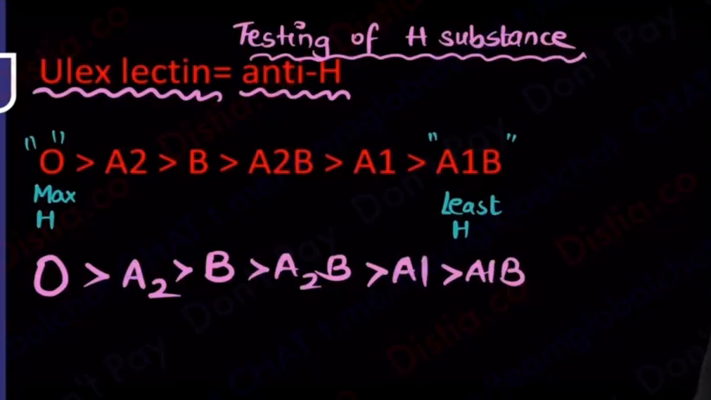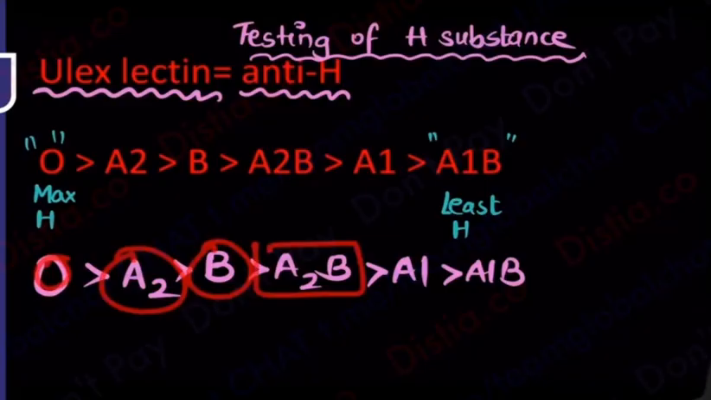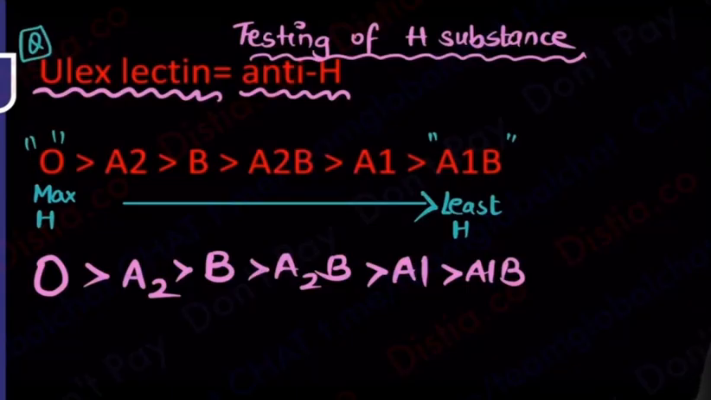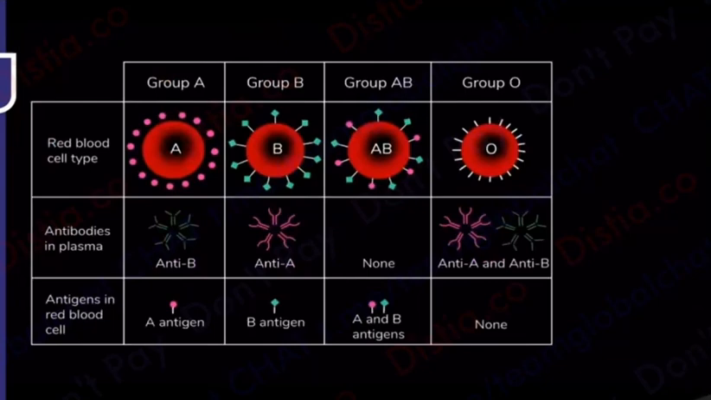So let's do a complete this thing. From O, first I'm going to start with A2. After A2 there is B, then combine the two, that is A2B, then there is A1, then there is A1B. That is how it goes from maximum to minimum, or the least amount, of H substance that is present. How do you test for H substance? By using Ulex europaeus lectin, that is anti-H.